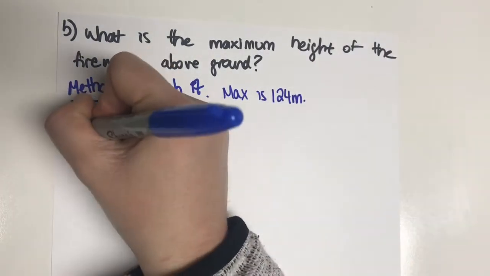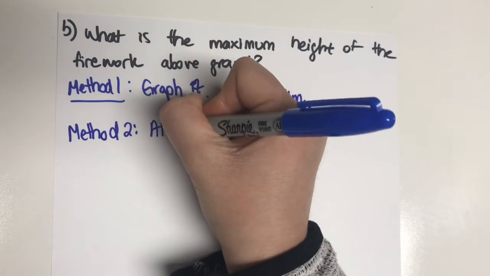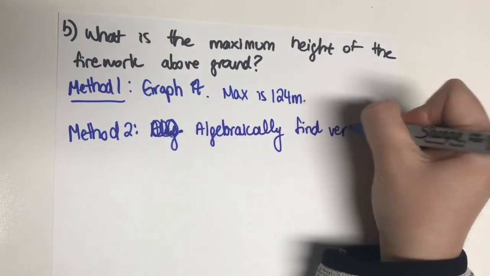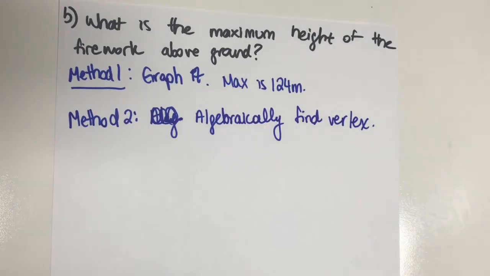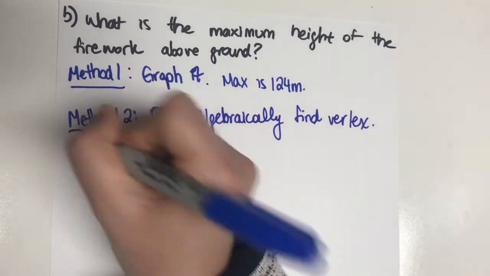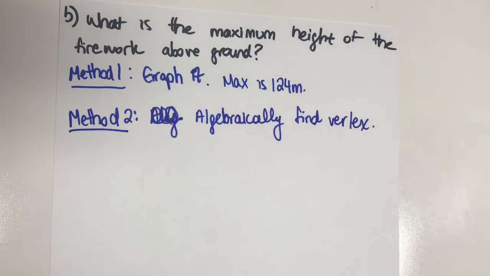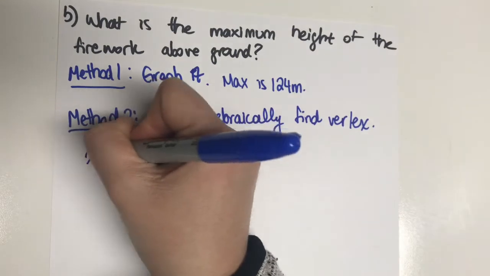The second strategy is algebraically to find the vertex. Okay, so in order to find the vertex, I need my x-intercepts. Using my x-intercepts, I can find the axis of symmetry, and then using the axis of symmetry, I can find the y value of the vertex. So I'm going to start off with my x-intercepts.